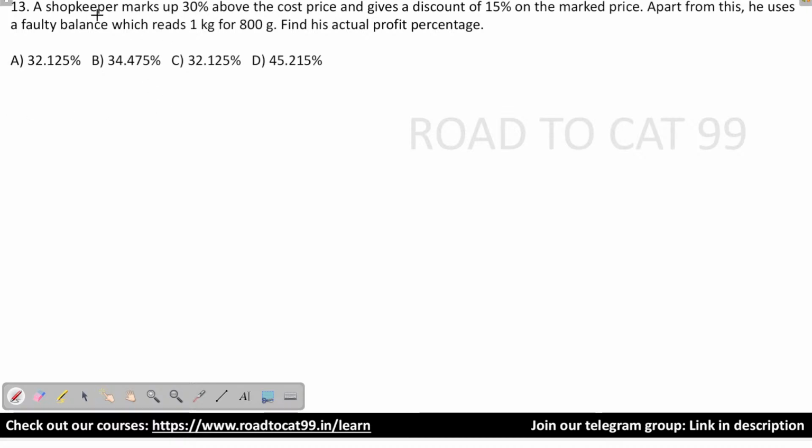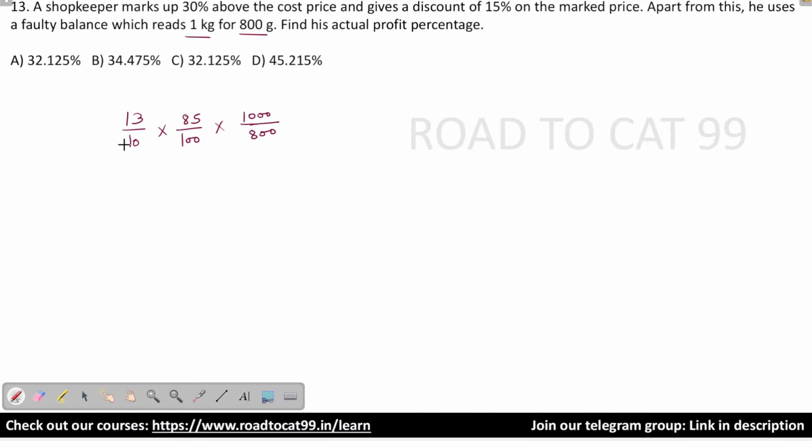A shopkeeper marks up 30% above the cost price, so here 13/10, and gives a discount of 15% on the mark price. So a 15% discount, that is 85/100, right? And he uses a faulty balance which reads 1 kg for 800 grams, so that means 10/8 or 1000/800. You just have to solve this, and whatever the answer is will be your final answer.